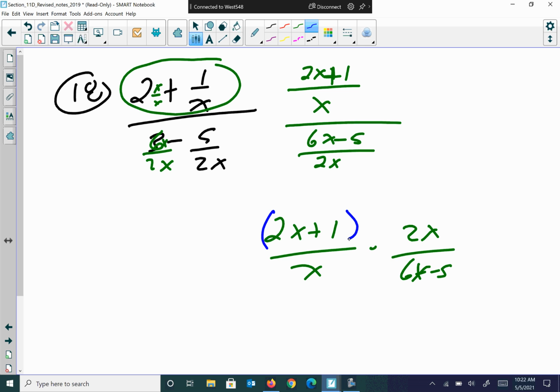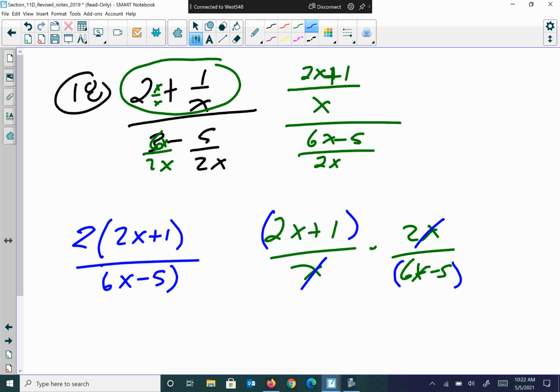This is factored, this is factored. The x's will cancel, so I can get an answer of 2 times (2x plus 1) over 6x minus 5. Does that work? Cool. Anything else you'd like to see?